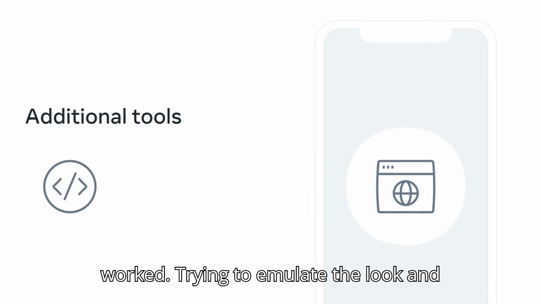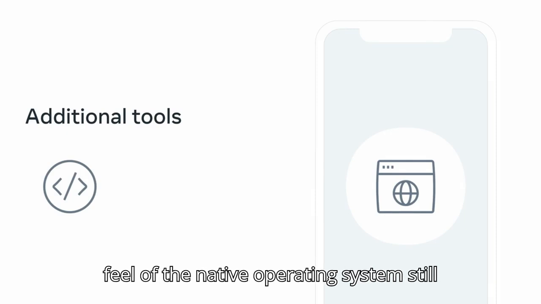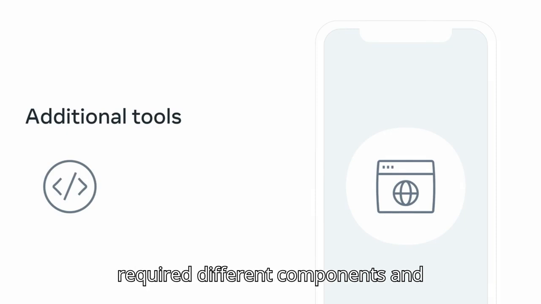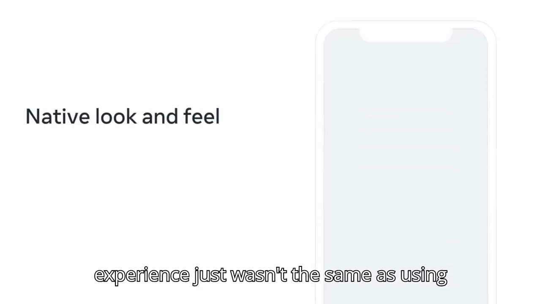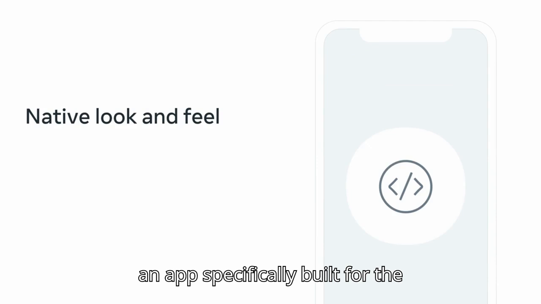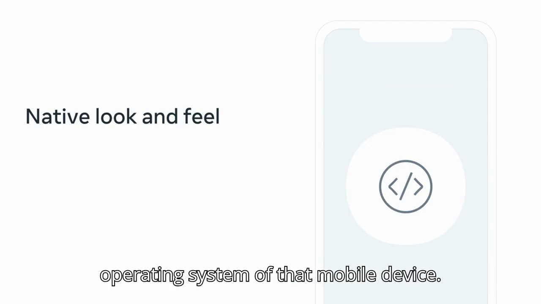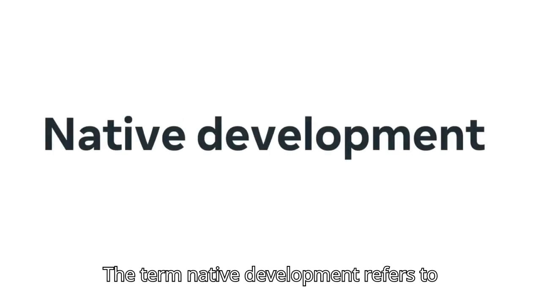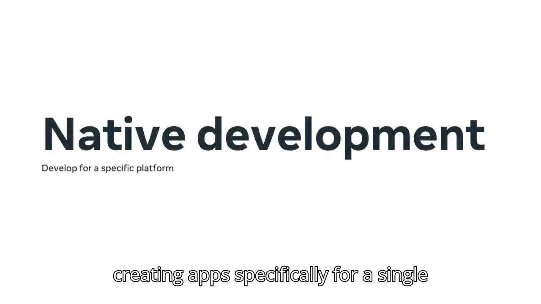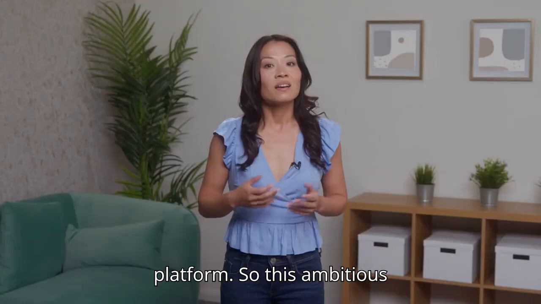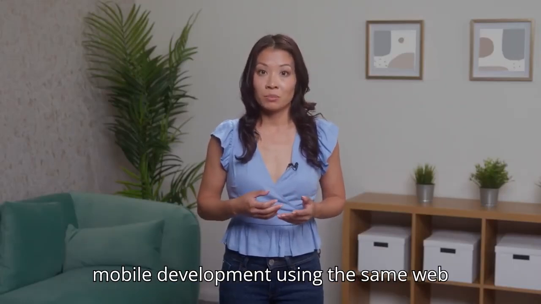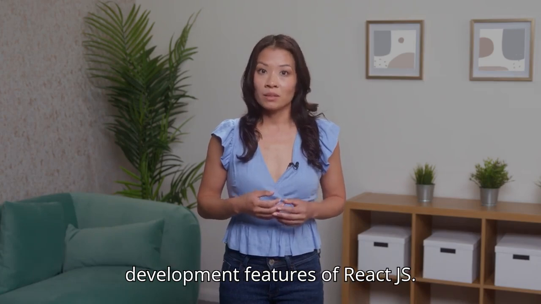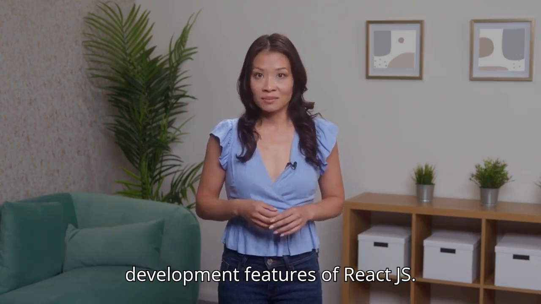While this worked, trying to emulate the look and feel of the native operating system still required different components and technologies. In the end, the user experience just wasn't the same as using an app specifically built for the operating system of that mobile device. The term native development refers to creating apps specifically for a single platform. So, this ambitious project aimed to achieve this native mobile development using the same web development features of React.js.